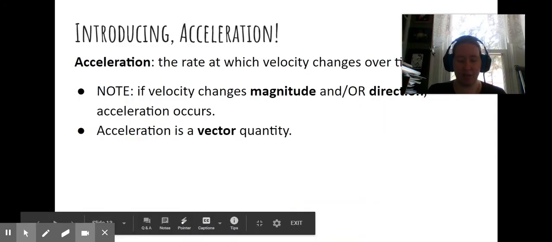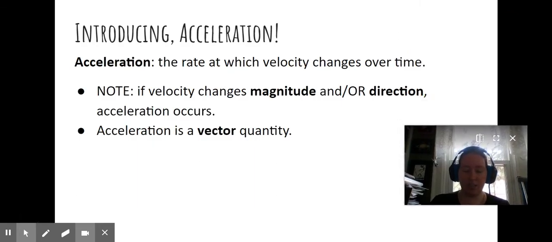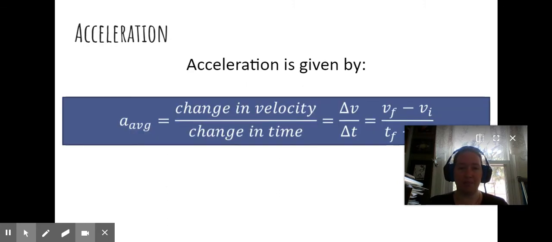Acceleration. So acceleration is the rate at which velocity changes over time. If velocity changes in magnitude or direction or both, you're going to have acceleration. So acceleration is going to be a vector quantity. If we've got our little Rainbow Dash here and she's going from rest to some speed, that means she's accelerated. If she's traveling at a constant speed and then turns and goes back the other way, when she turns, that's a change in direction, so it is a change in acceleration. Important thing to keep in mind.